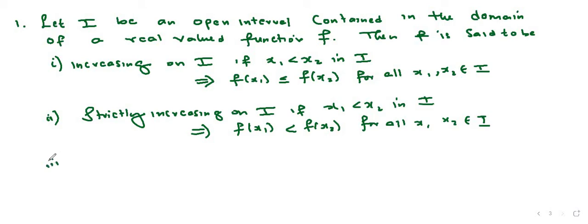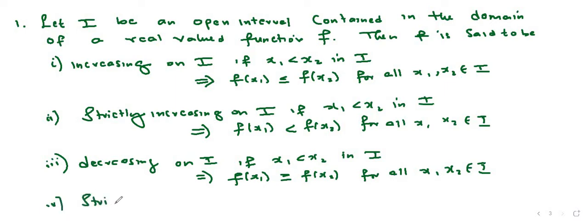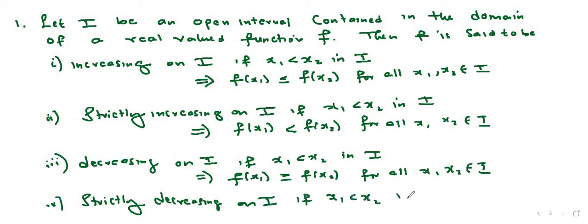The third one is decreasing on capital I if x1 less than x2 in capital I implies f of x1 is greater than or equal to f of x2 for all x1, x2 element of capital I. And the last one is strictly decreasing on that interval capital I if x1 less than x2 in capital I implies f of x1 is strictly greater than f of x2 for all x1, x2 element of capital I.